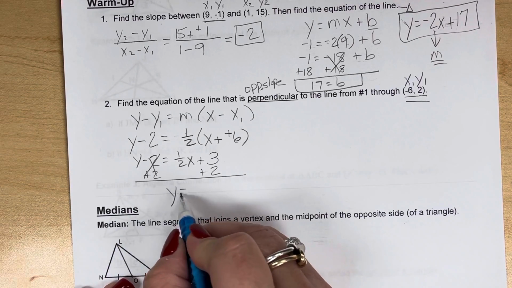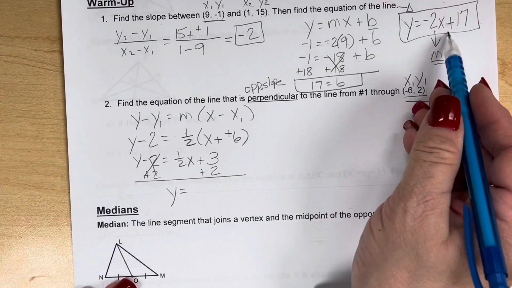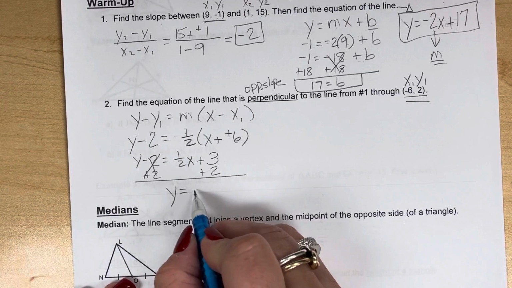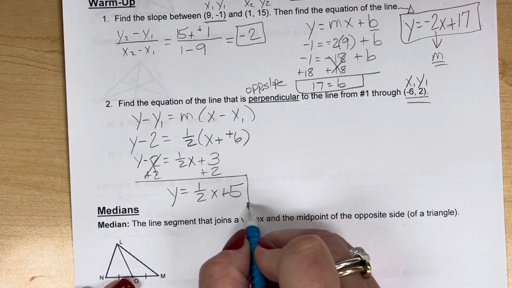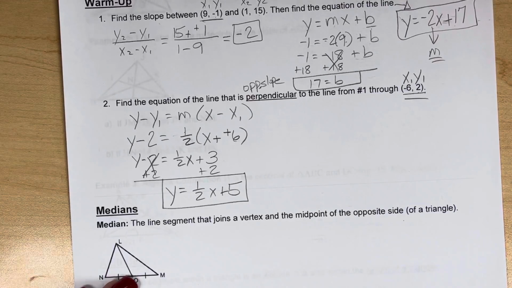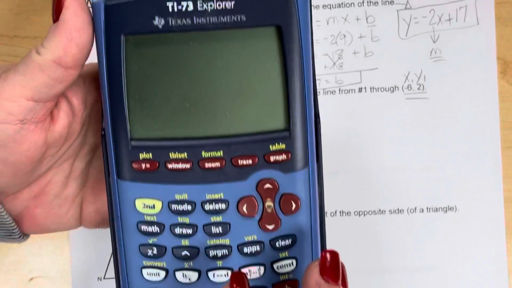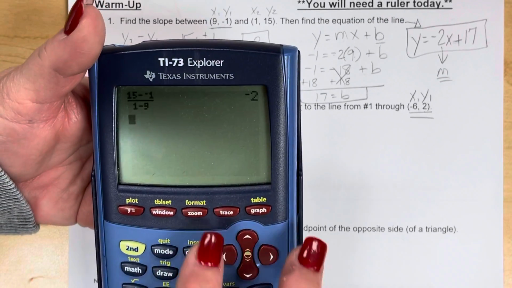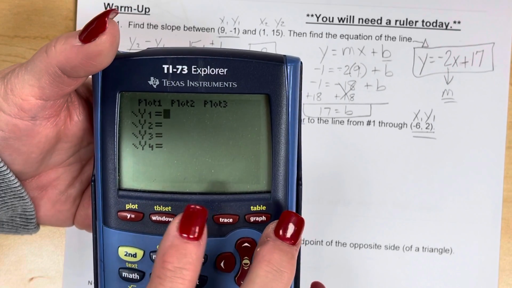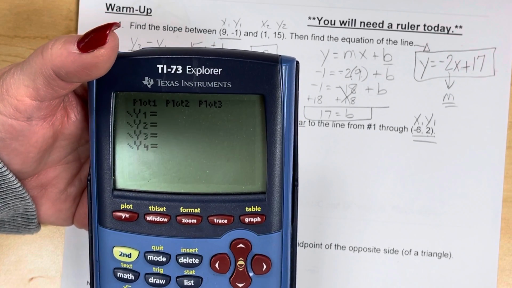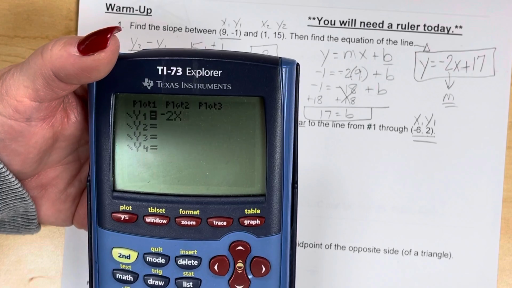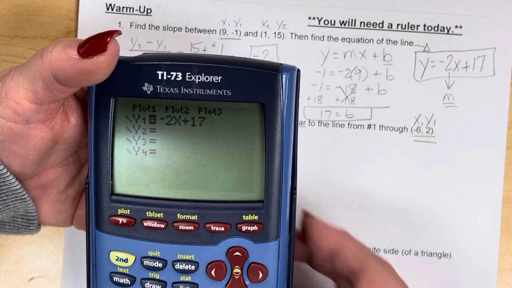And my equation that would be perpendicular to my original equation is y equals 1/2 x plus 5. Now, you could always go into your calculator and go to y equals and enter both of them if you wanted to check it. So y equals negative 2x plus 17.